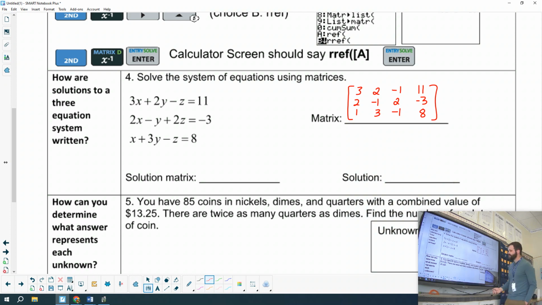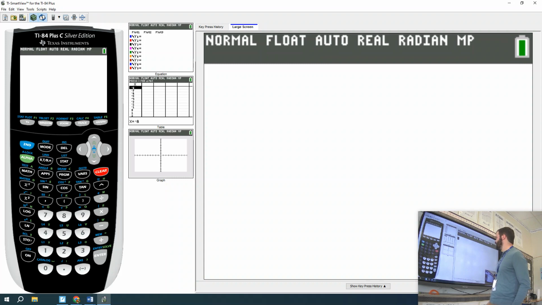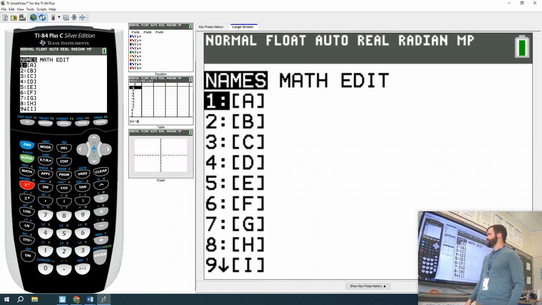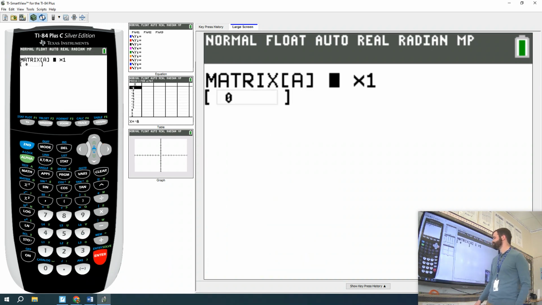Okay. So to do this, I'm going to pull up my calculator, and so here's mine. Here's what we do. Here are the steps. Step number 1, go to matrix. You can see matrix in blue right there. Go second matrix, and it'll pull up this screen. Now, we're going to go over twice to edit, and we're going to edit matrix A. So go over twice to edit, and then hit enter.